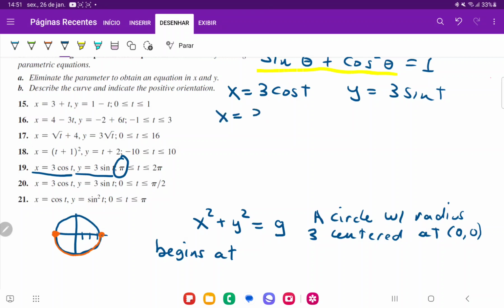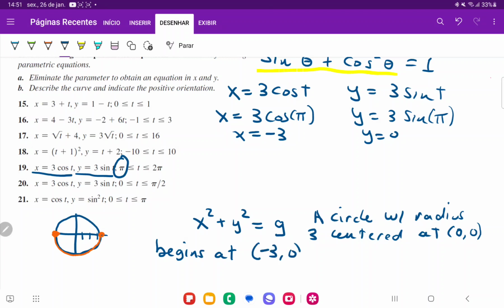So x is going to be equal to 3 times cosine of pi, and cosine of pi is just minus 1. So x is equal to minus 1 times 3, minus 3. And y is going to be equal to 3 times sine of pi. Sine of pi is 0, so y is equal to 0. So at the beginning of our curve, when the parameter t is pi, we're really beginning at the point x is equal to minus 3 and y is equal to 0. So it begins at the point minus 3 comma 0.